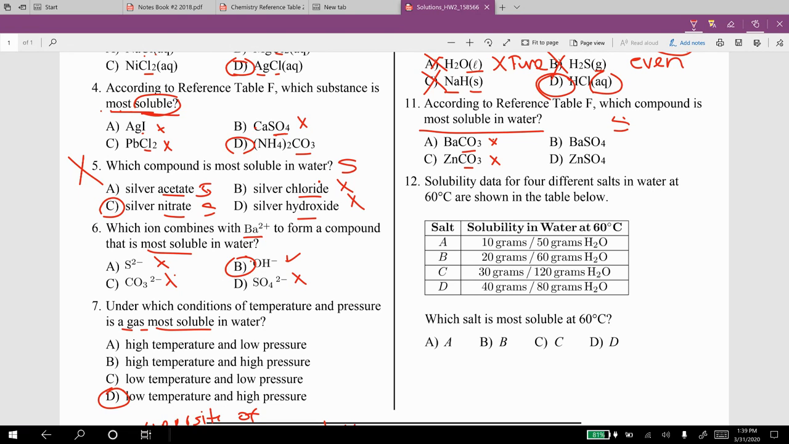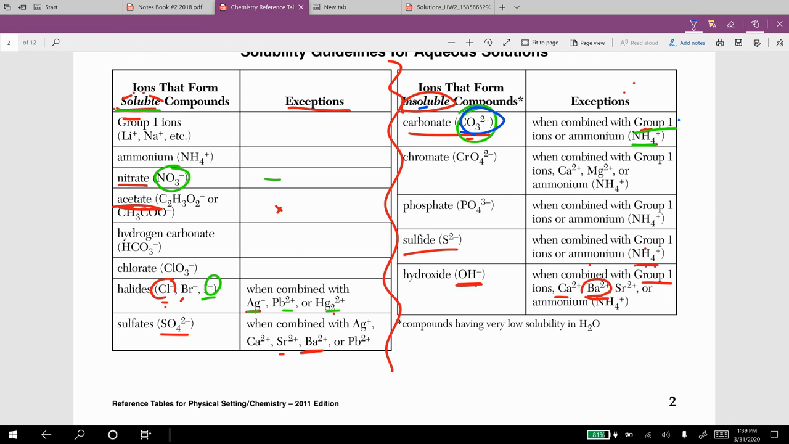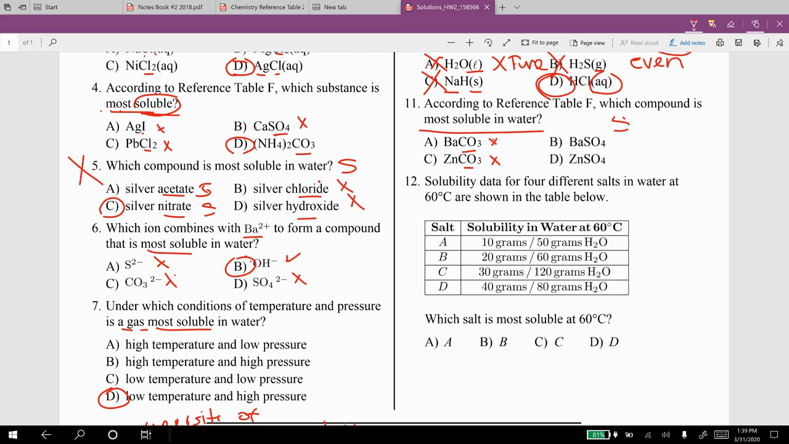So now I'm looking at sulfates, barium and zinc. Sulfates are soluble except with barium. So then barium sulfate will be insoluble. And then zinc is not one of the exceptions, so the zinc would be soluble. So soluble, not soluble. Three the same, one different, soluble. Okay, so here we have which one is the most soluble.